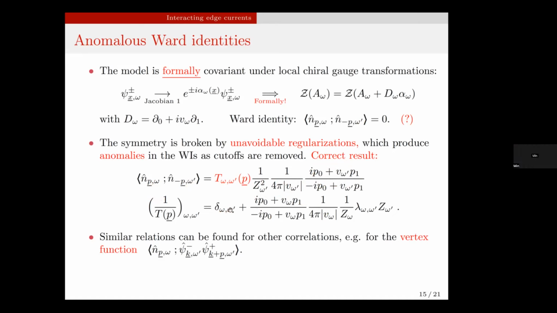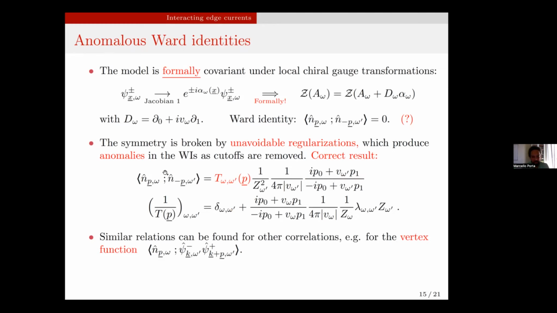And isn't it related to the instantons and the index theorem? I don't know. Maybe, but I cannot really say much about it. I'm sorry. So these are anomalies, in fact. This right-hand side here can be understood as an anomaly, so probably as an index theorem.